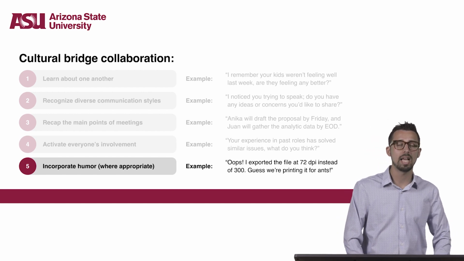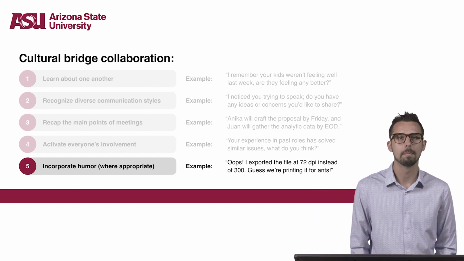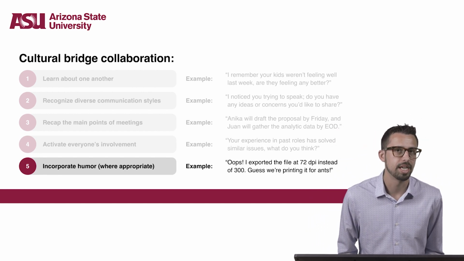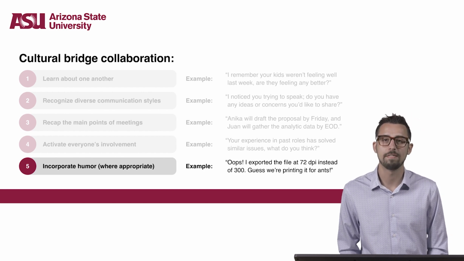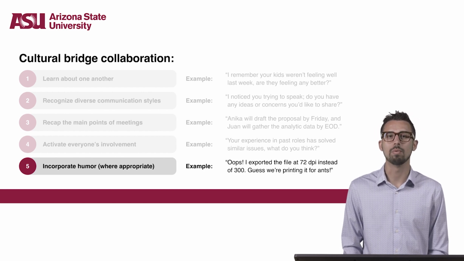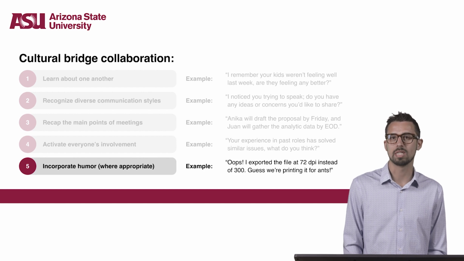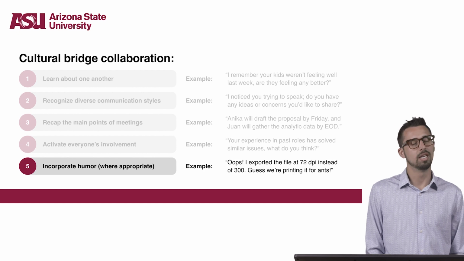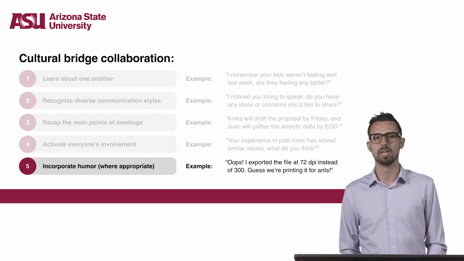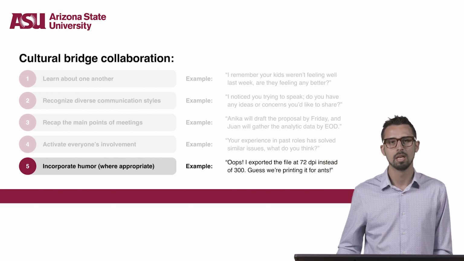And then lastly, you have my personal favorite method, which is incorporating humor. But make sure to do it only at appropriate times. For example, if you're sending a file to someone for review and you don't check the file before you sent it and they respond back with, "Why is the file blurry?" Maybe you respond with something like, "Oops, I exported the file at 72 dpi instead of 300. Guess we're printing this one for ants," with an attached corrected version. Make sure to do that part.